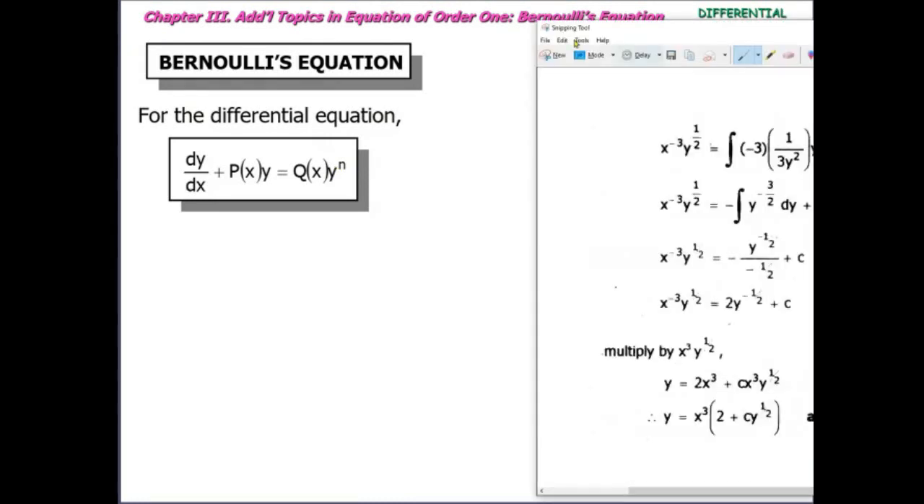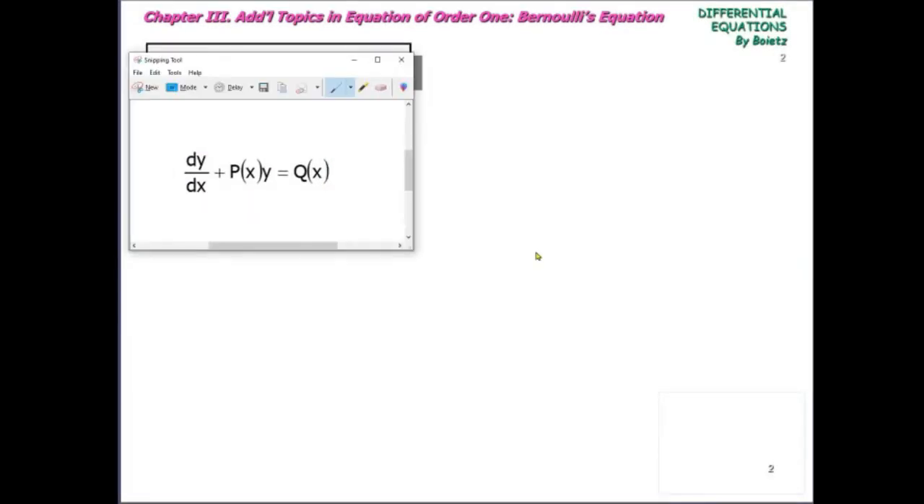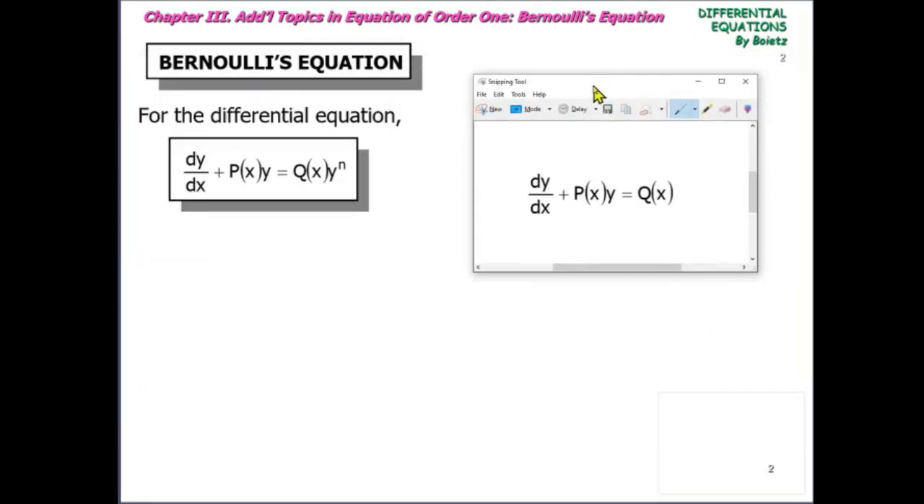So here, if you can transform your differential equation into this form, wherein wala itong y to the n, this is linear. Okay. Remember yung linear equation? Ayan, pagka ganito yung equation mo, this one is a linear differential equation. Okay. And there is a solution for linear equation.